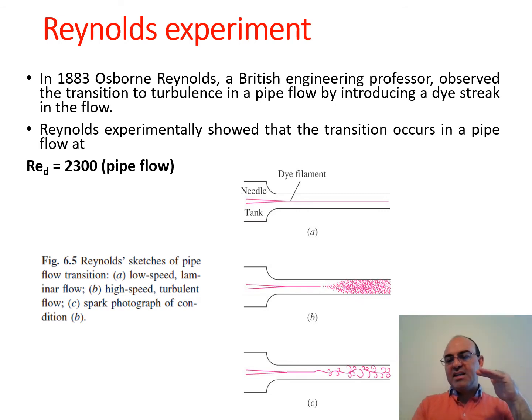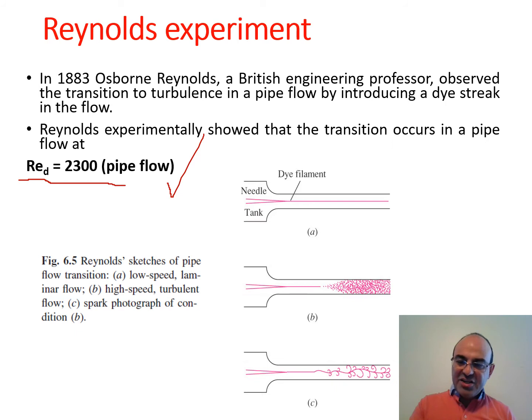Because laminar flow is laminar, it doesn't disperse the dye. So the streak line will be just like a straight line. This is also like the streamline and the path line. Now, if the flow is turbulent, a limit that he observed to be 2300 between laminar and turbulent, and that's the limit that we use now.